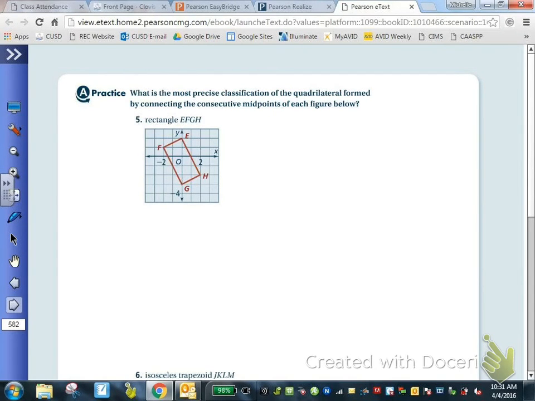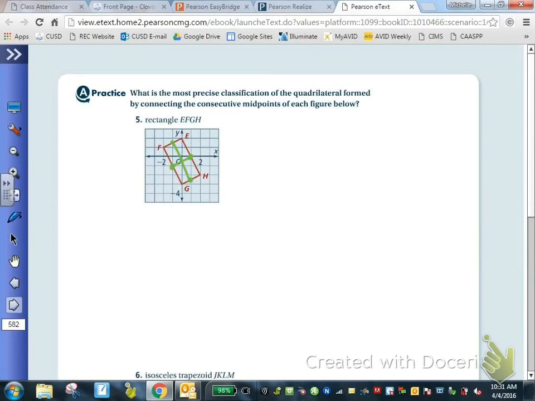So number 5 is a little bit trickier because it's not going to tell us much. It tells us that it's a quadrilateral, and we're going to need to figure out what the most precise definition of this quadrilateral is. And it kind of gives us a hint. It says by connecting the consecutive midpoints of each figure. So consecutive midpoints means the midpoint of here and here, and the midpoint here and here.